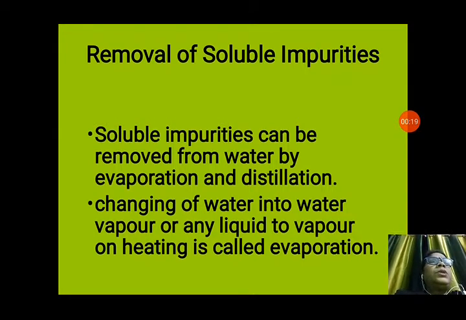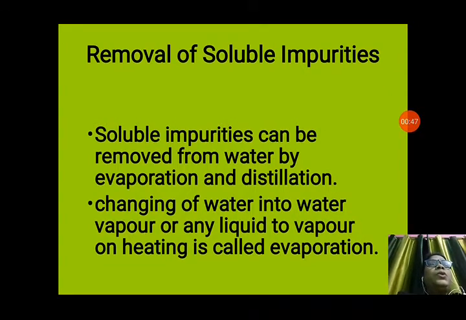Soluble impurities are those which do not appear in the water. After dissolving them in the water, we cannot get them back. We cannot see them again. They completely disappear in the water, like sugar and salt. When we dissolve sugar and salt in the water, we cannot see them because they completely mix with the water. So let us see the methods to remove soluble impurities from water.